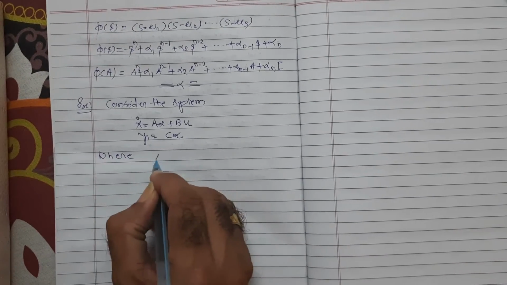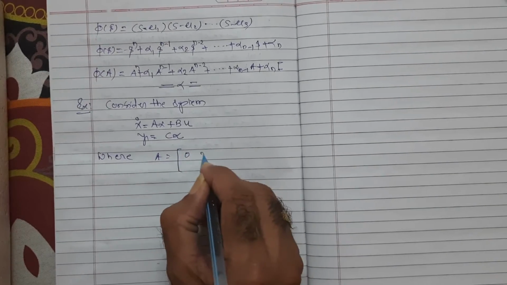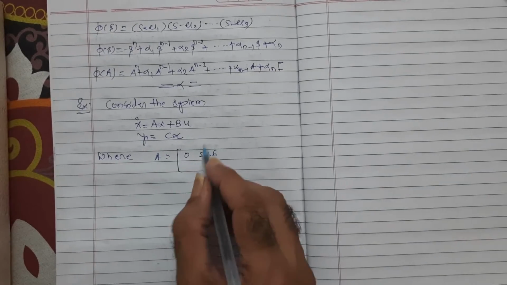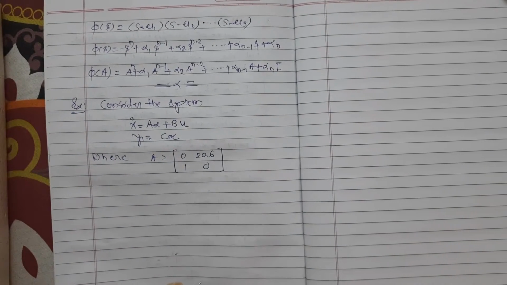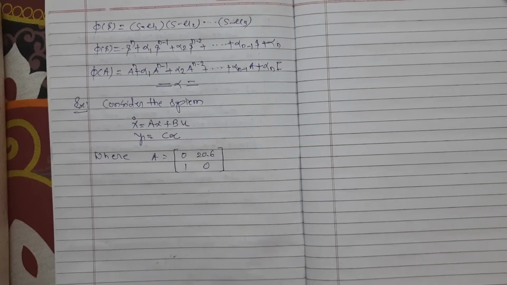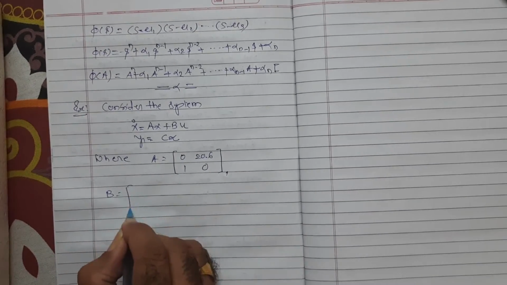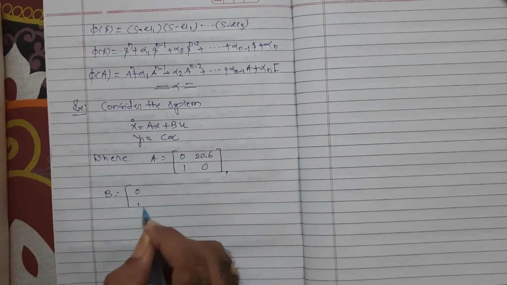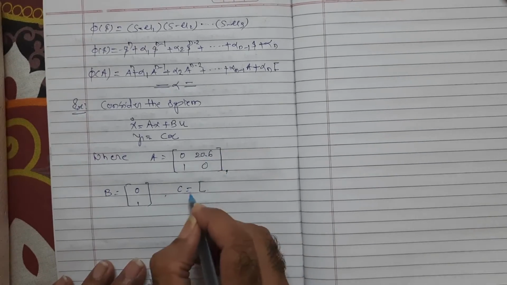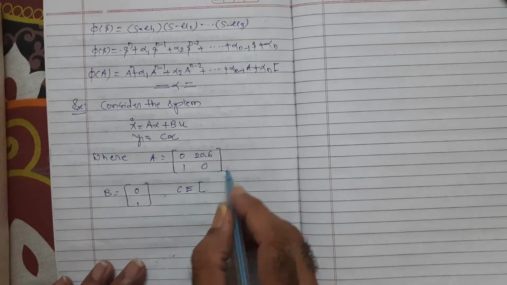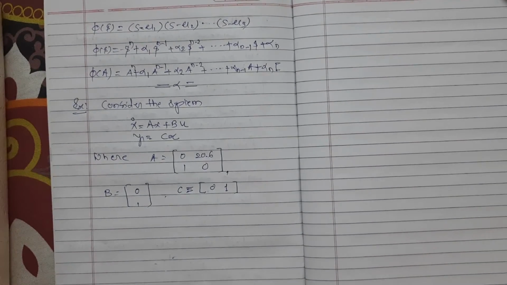A equals [0, 20.6; 1, 0]. This is my system. And B equals [0; 1] and C equals [0 1].